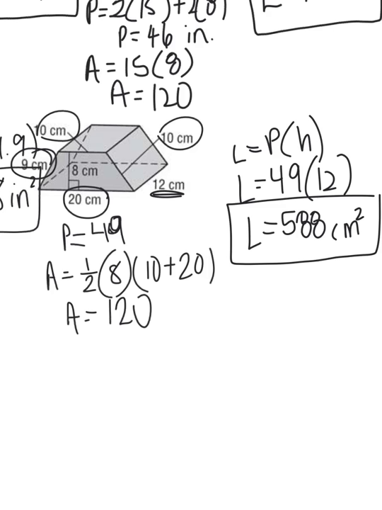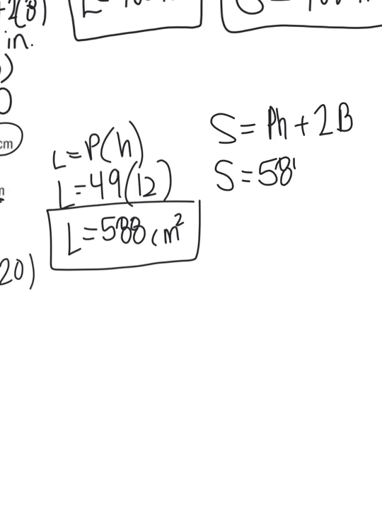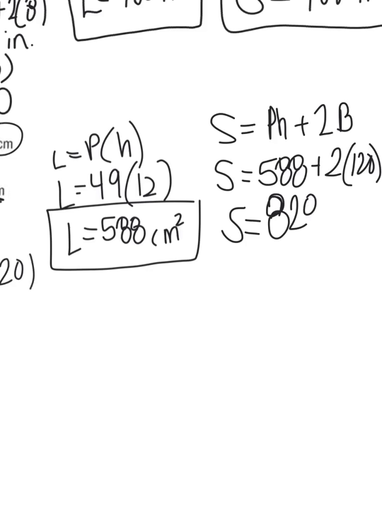Now to find the total surface area, I'm going to take my lateral, which was that PH, and add 2 bases. Capital B is the area of the bases. 588 plus 2 times 120. Total surface area is 828 centimeters squared.